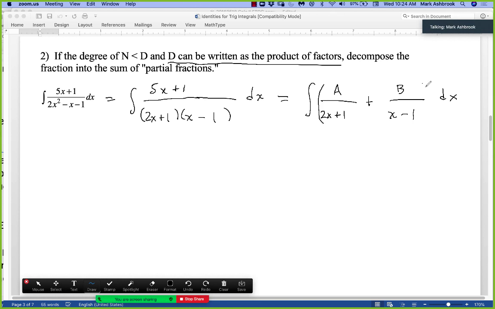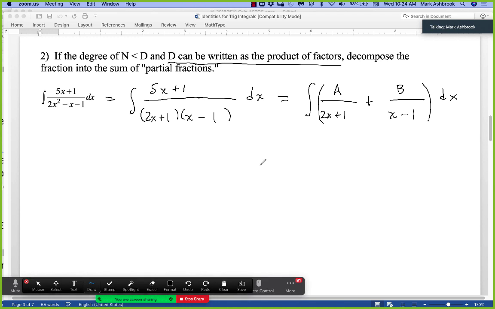So we're going to approach our rational function as, this is called decomposition. We're taking the single fraction and decomposing it into the sum of fractions called partial fractions. But we've got to figure out what numerators we need so that when we add these together, we get exactly this fraction. Does it make sense?